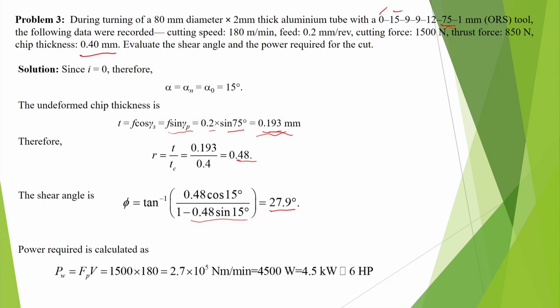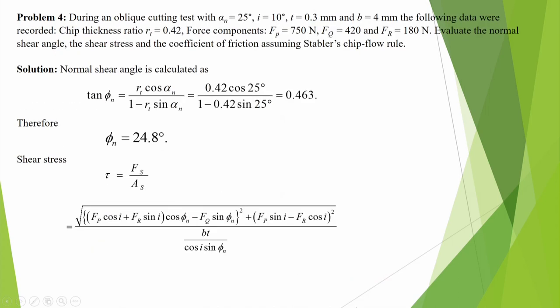Then power required is calculated as Pw is equal to Fc into V, and 1500 is the force measured, and cutting velocity was 180 meter per minute. So this came out to be Newton meter per minute, because this is meter per minute. But you know that in 1 minute there are 60 seconds, so divide it by 60 and simplify that, you get 4500 watt. Or you get 4.5 kilowatt, or you get approximately 6 horsepower. Okay. You know that formula also for converting kilowatt to horsepower. So this has been done.